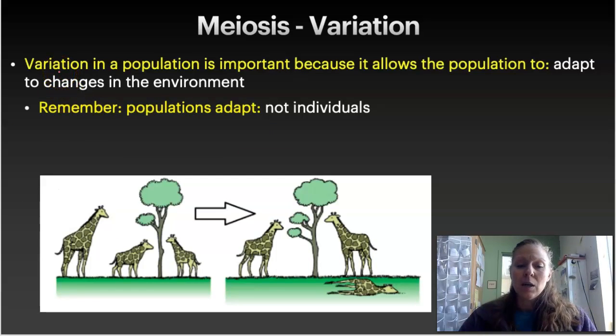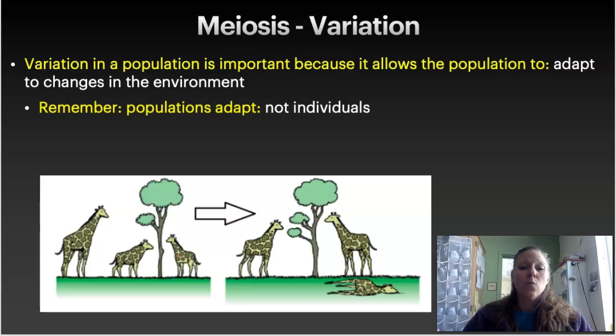Variation in a population is important because it allows the population to adapt to changes in the environment. If we were all identical copies, which is the product of asexual reproduction, if we were all exactly the same, then we would be less likely to survive changes in our environment. If we look at this example here, we have 3 giraffes that all have different sized necks. There's variation in this population. Some are taller, some are shorter. Some have longer legs, some have shorter legs. Some have longer necks, some have shorter necks.